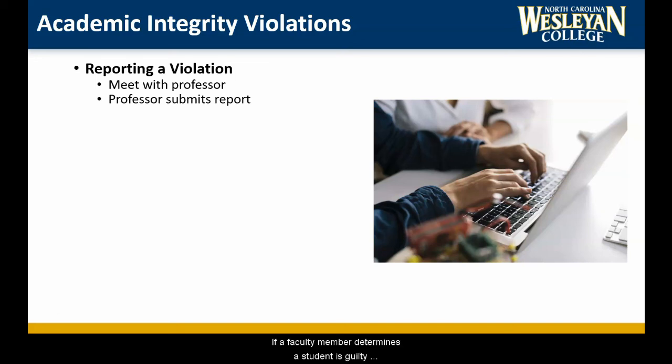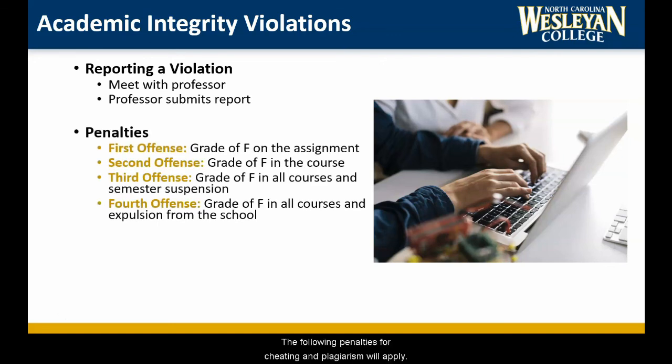If a faculty member determines a student is guilty of cheating or plagiarism, they will submit a written report to the registrar with copies for the student. This report will be filed in the student's permanent folder. The following penalties for cheating and plagiarism will apply. On the first offense, the student will not receive credit for the work involved. On the second offense, the student will receive a grade of F in the course where the violation occurred. On the third offense, the student will be suspended for 1 semester and receive an F in all current courses. And on the fourth offense, the student will be expelled from the college and receive an F in all current courses.